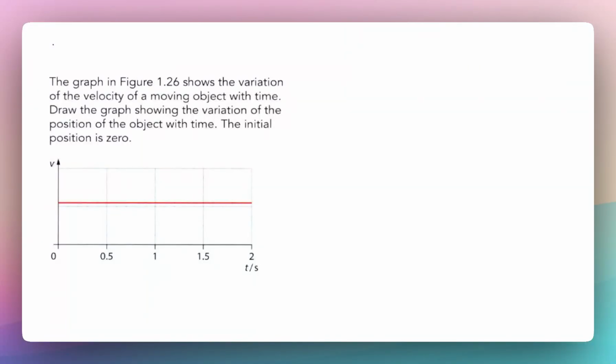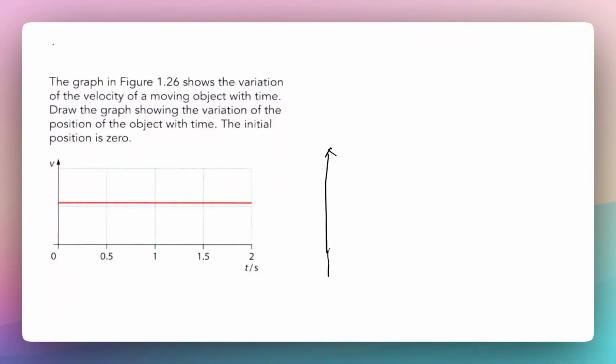Here we have a question which requires us to translate one kind of graph to another graph. So in the question, we have a velocity time graph of an object which is given, and we have to draw the variation of position time graph. Okay. So first we are going to draw our axes, right?